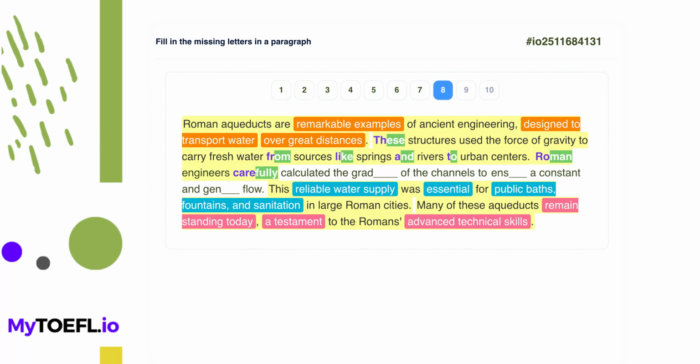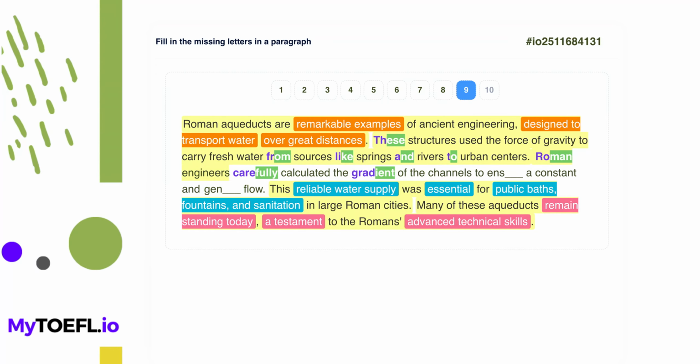Let's look at the eighth blank. Roman engineers carefully calculated the blank of the channels to. The question provides the letters G, R, A, and D and contains four missing spaces. The engineers are calculating something specific about the channels to control the water flow. In physics and engineering, the slope or incline of a surface is often called by a specific technical term. The letters provided point towards this term, which refers to the rate of ascent or descent. The answer is gradient.